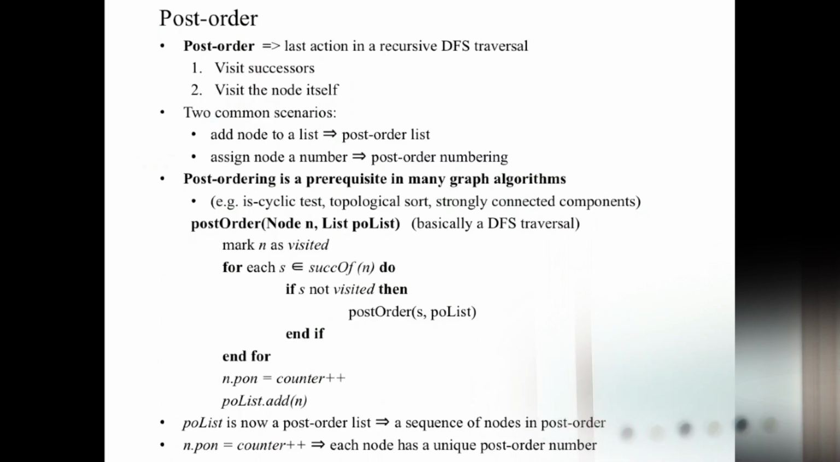So it is simple to remember that in post order we have the last action in a recursive depth first traversal. This whole algorithm is the same as depth first, but before returning from the method, we do some processing. We assign the nodes to a list, and we assign each node a number, which is a post order number.